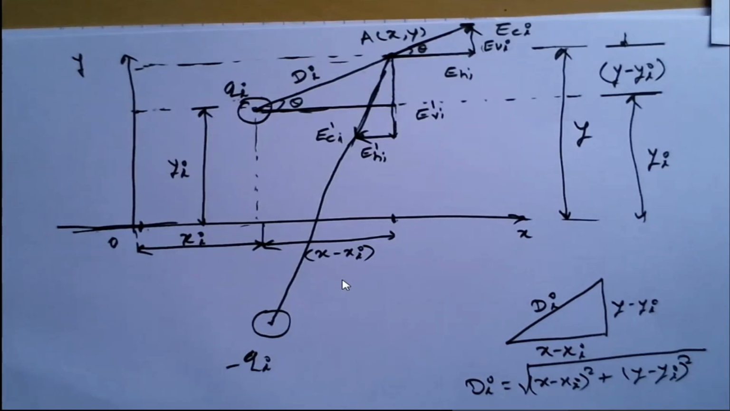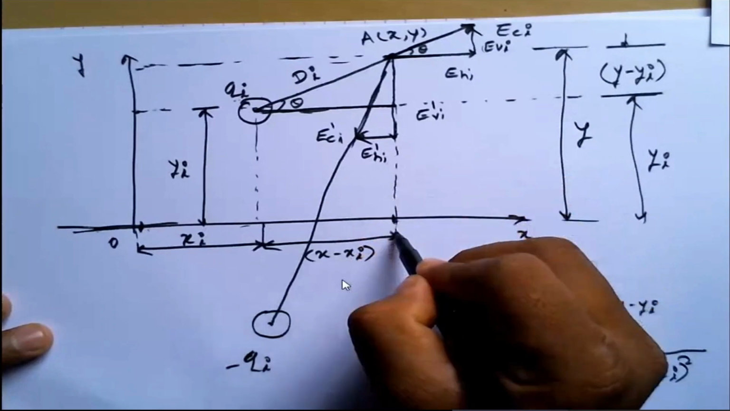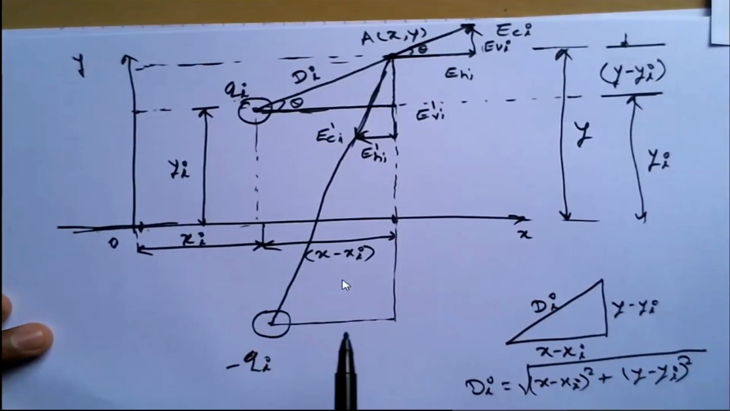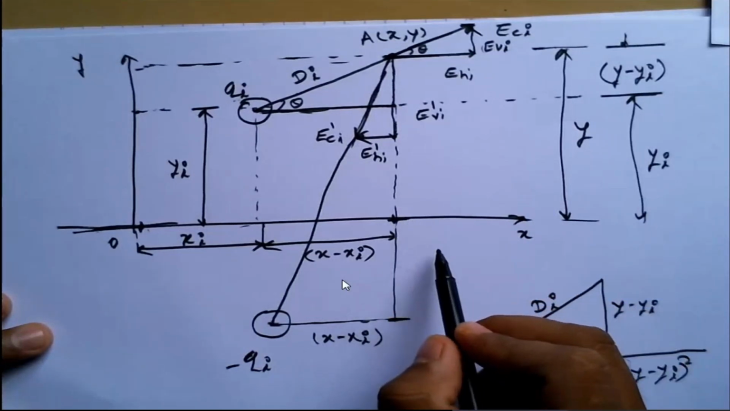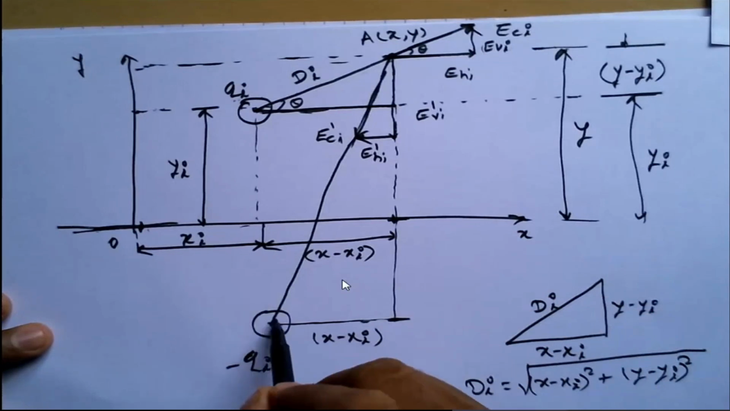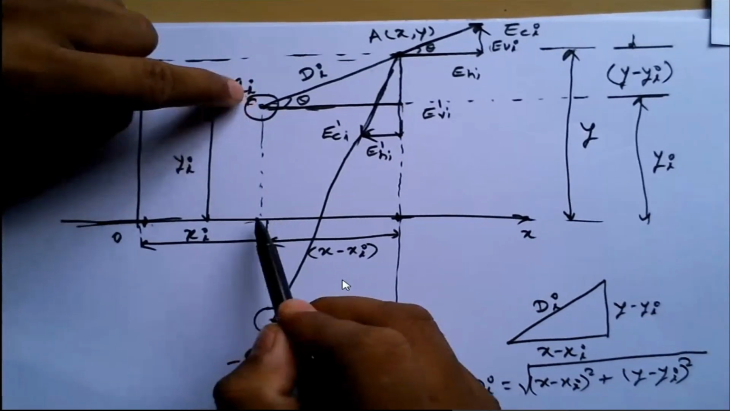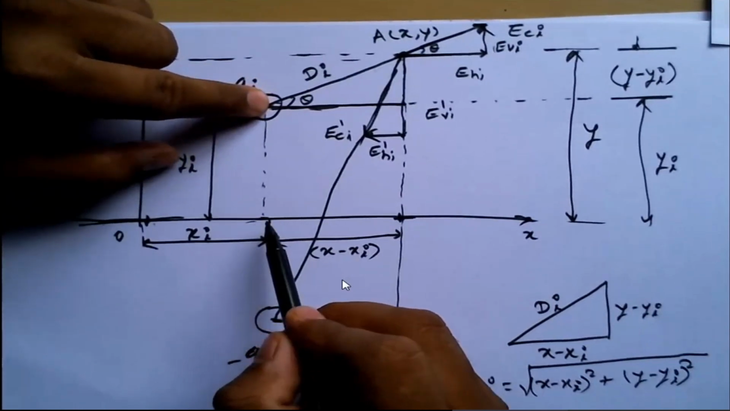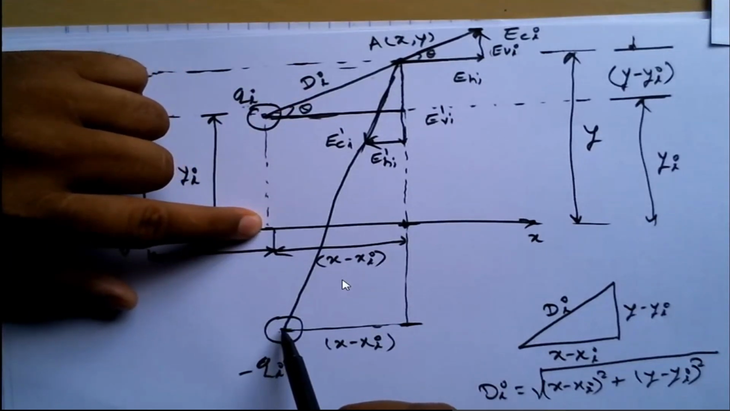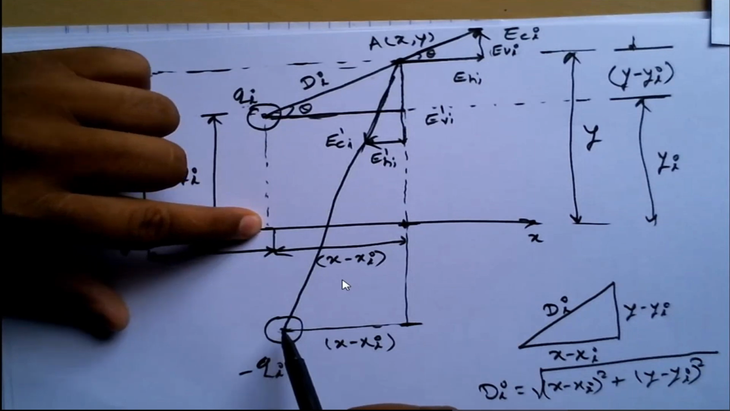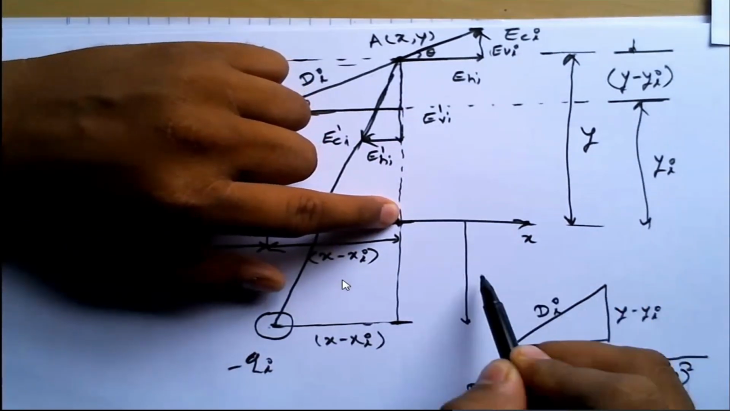Good. Now I will extend this distance also. Here, the distance is x minus xi. Now, can you tell me what this distance will be? This conductor has an image, right? What is the height of this conductor from the ground level? It is y. So its height below the ground will also be y, right? So let us suppose this distance is yi.